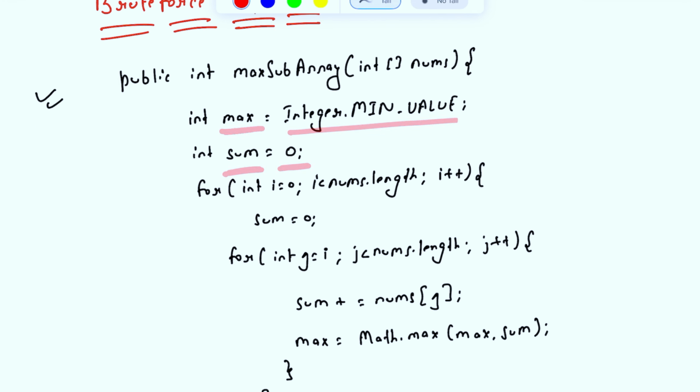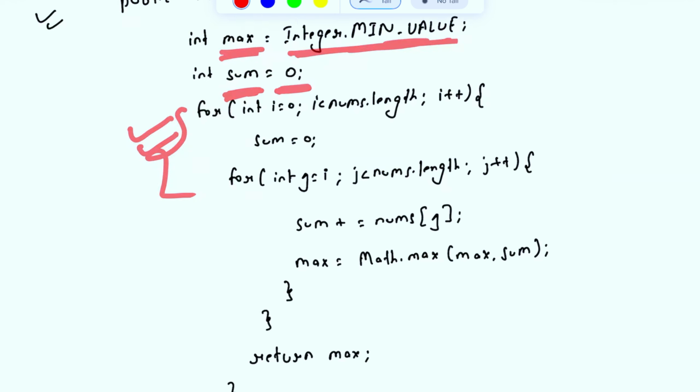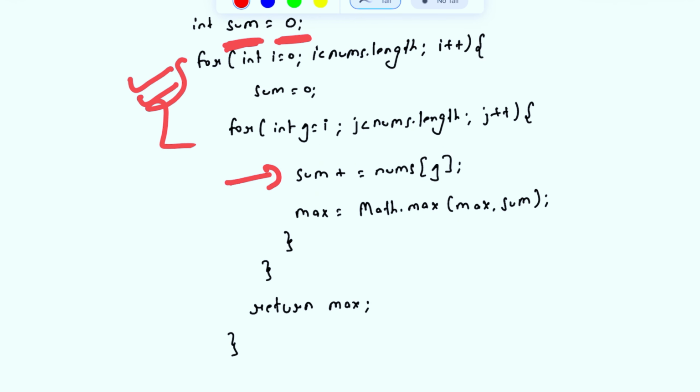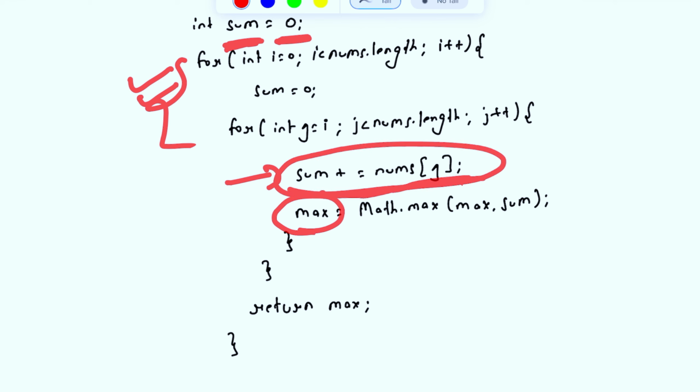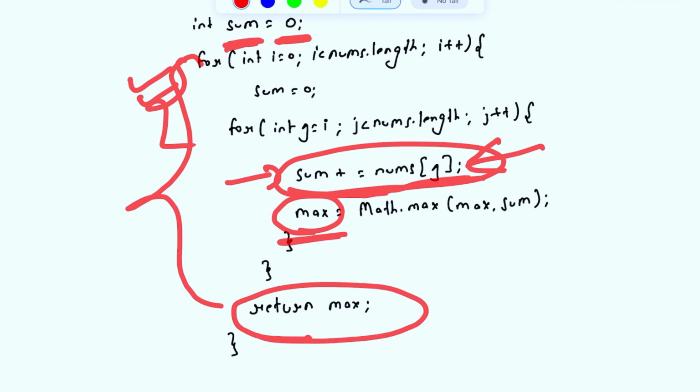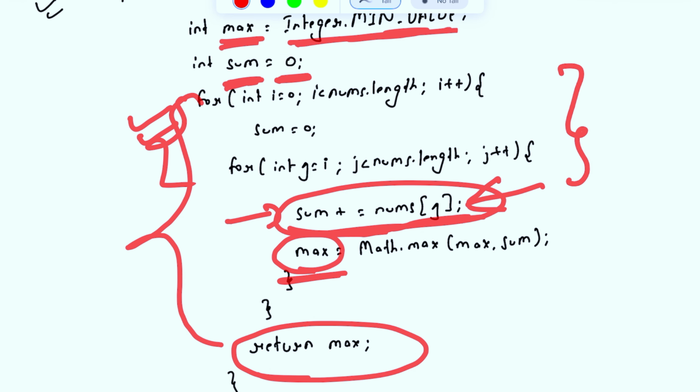First we have max equals Integer.MIN_VALUE, and then sum equals 0. We have two loops for generating all the possible subarrays, and while generating the sum, we are updating our max also. First we find the sum of that subarray, then update our max, and once all the loops are completed, we return our max. We have used two loops, so the time complexity is O(n square), and we haven't used any extra space, so the space complexity is constant.